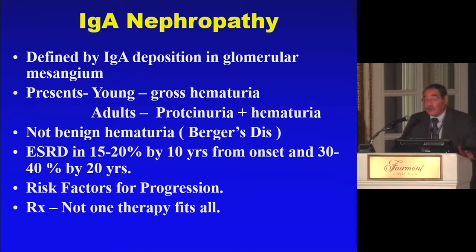In young people, it presents with episodes of gross hematuria, just like our 19-year-old. In adults, it's more commonly picked up on insurance physicals, pregnancy physicals. Somebody has proteinuria and hematuria, that they get worked up, they get a biopsy, and lo and behold, it's IgA nephropathy. It is clearly not benign recurrent hematuria. Berger described it as this in young people who had recurrent episodes because it's not benign. You get end-stage renal disease in 15 to 20% by 10 years and 30 to 40% by 20 years, and we'll look at the data.